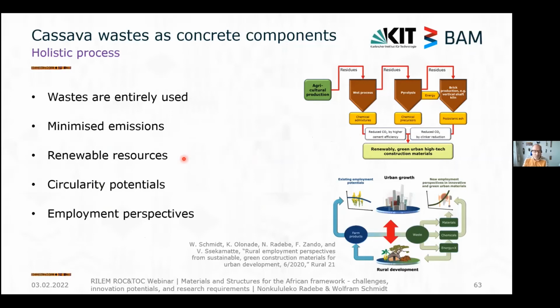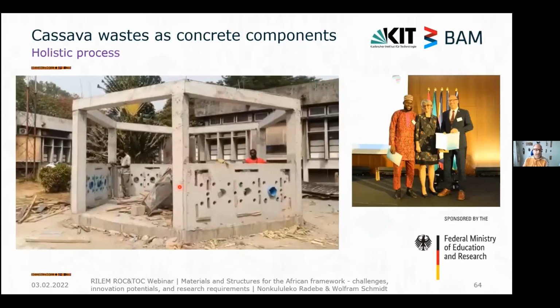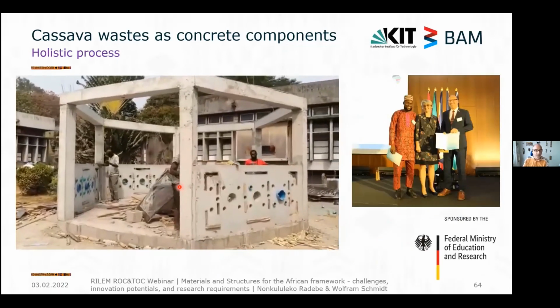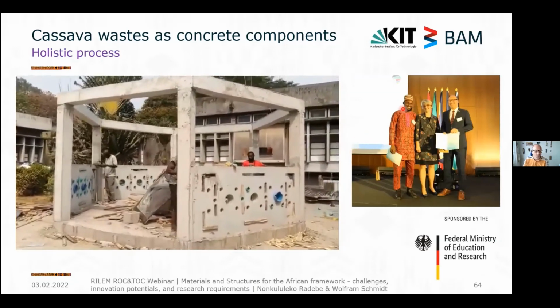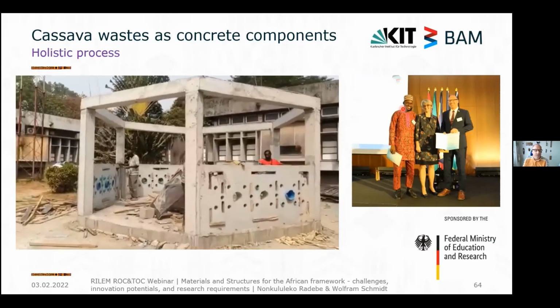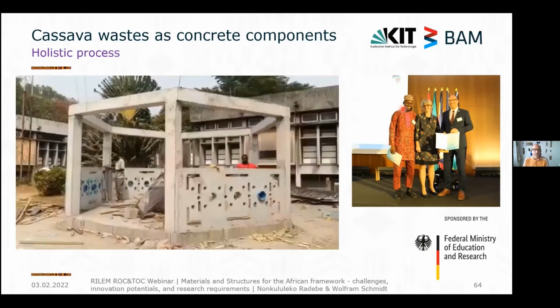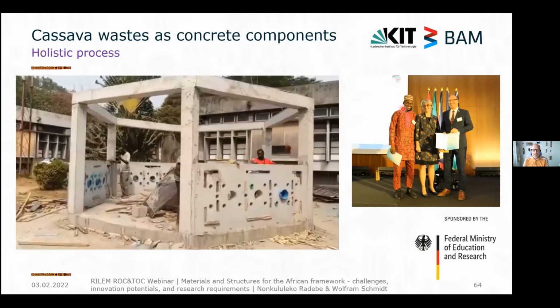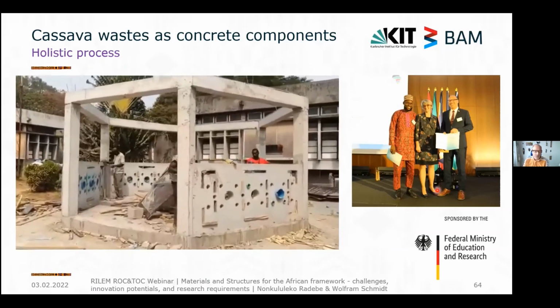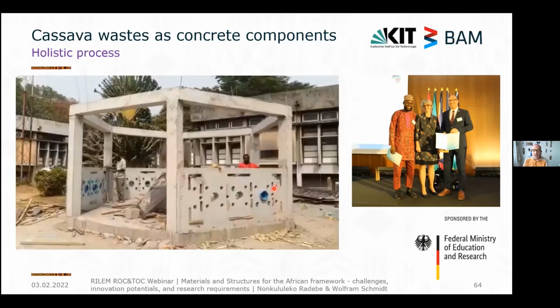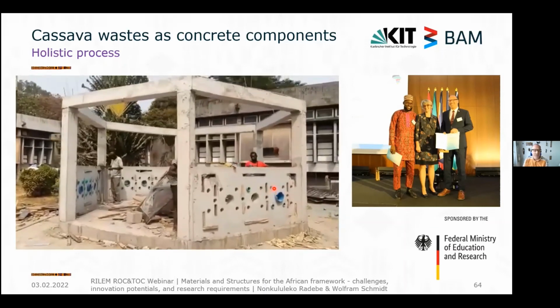We use renewable resources. We have a tremendous circularity potential also between rural areas and urban areas, and it creates new employment. And that it works, we have recently proven on the campus of the University of Lagos, together with my colleague, Dr. Kolawole Olonade. We are currently building a house which is made of concrete, which is based on cassava wastes. This was awarded the German African Innovation Incentive Award, and this gives us the opportunity to really bring this into real life, to make it tangible to the people.